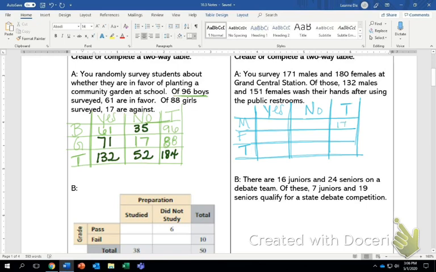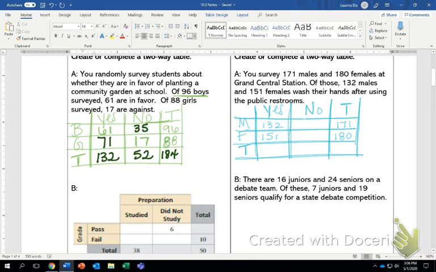171 total males were surveyed, a total of 180 females were surveyed, and of those, 132 males washed their hands. So I'm going to put that in the yes category, and 151 females said they washed their hands after using a public restroom. All right, now I'm just going to figure out what my missing pieces are. So I can do the easiest one first. I have these two, which I can add to get my marginal frequency. So 132 plus 151 is going to be equal to 283.